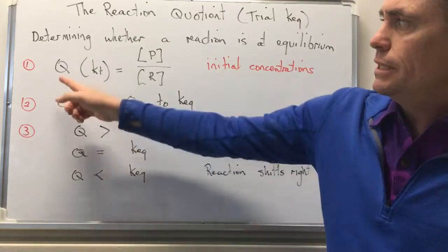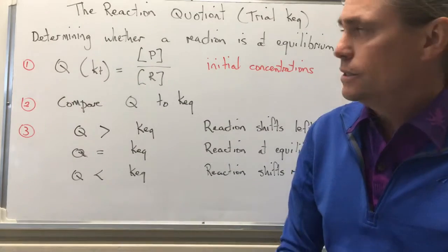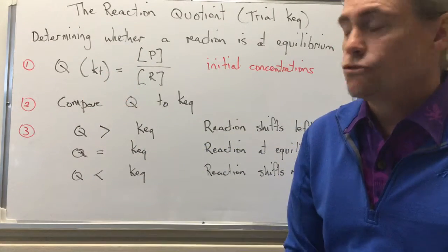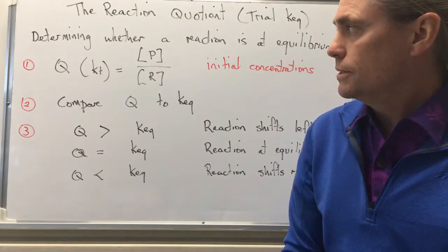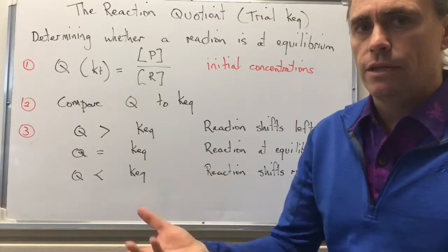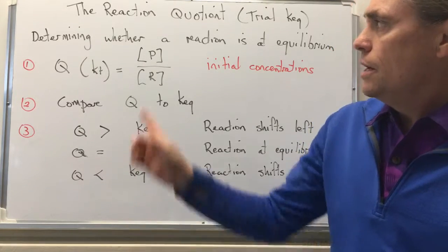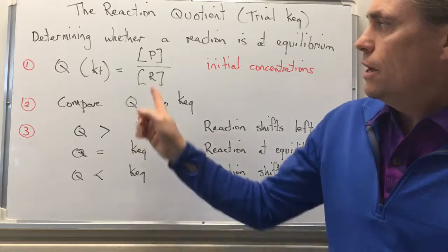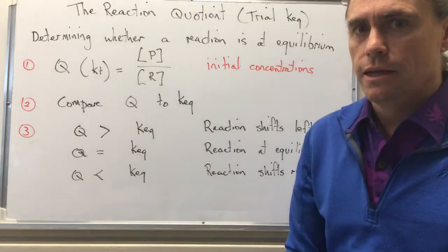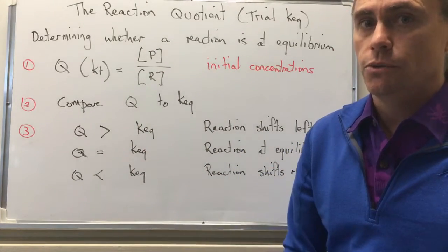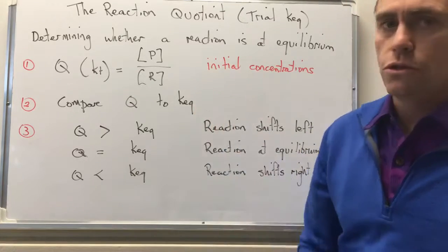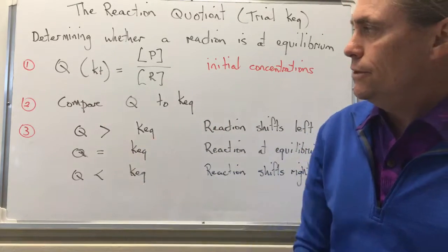The first one is that we need to calculate what's called a reaction quotient, sometimes written as a trial equilibrium constant. And we do this the same way that we calculate our equilibrium constant. We get the concentration of our products over the concentration of our reactants. But instead of using the concentration at equilibrium, we use our initial concentrations to calculate this value.